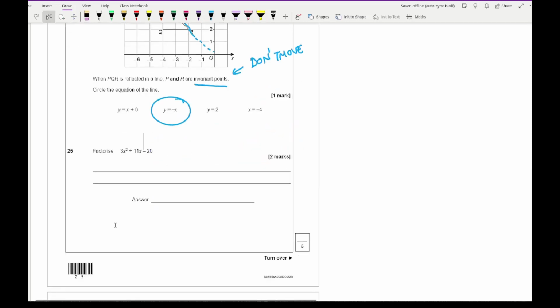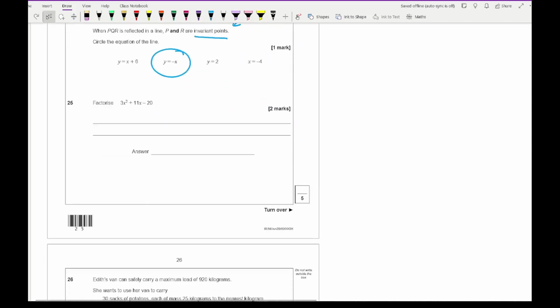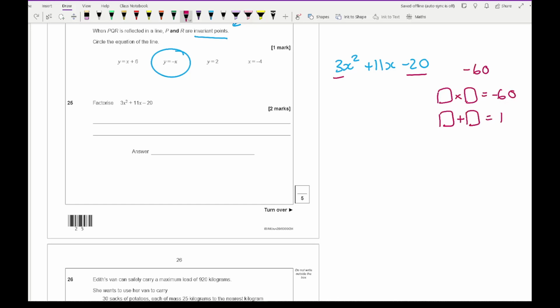For question 25, it says factorize this quadratic. So let me just get rid of the cursor so we've got a bit more room. So here we've got 3x squared plus 11x minus 2. Now it's still worth 2 marks, so you either get it right or you get it wrong. Now I'm just going to do the magic number way. So here I've got magic number of -60. Two numbers that multiply together to equal -60, but added together to give me 11. Well, the numbers are going to be 12 and 5, no, not 12 and 5. We've got 15 and 4, which seems the more logical option. So here I've got 15 and 4. And because we've got plus 11, it's going to be +15 and -4.